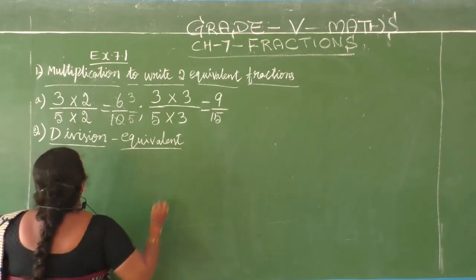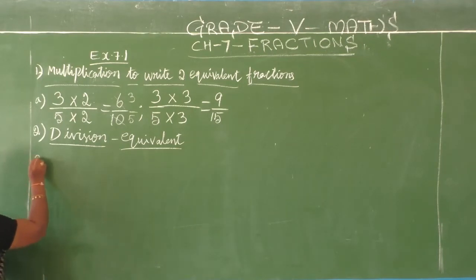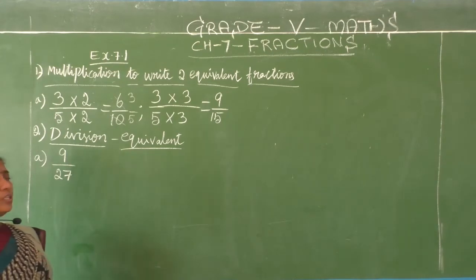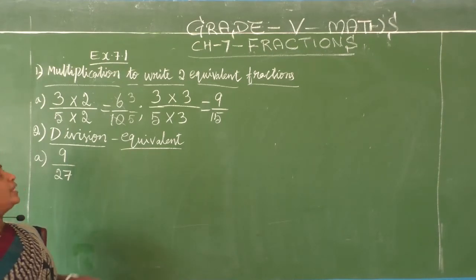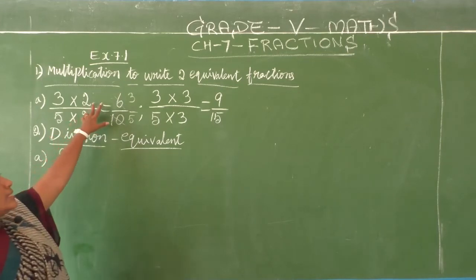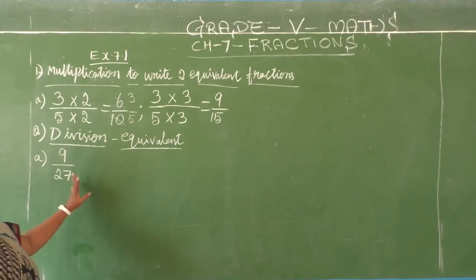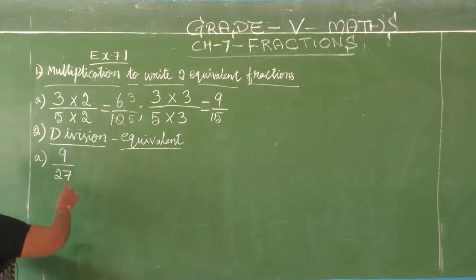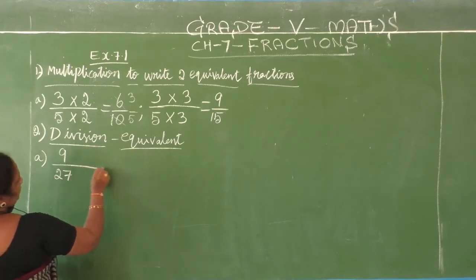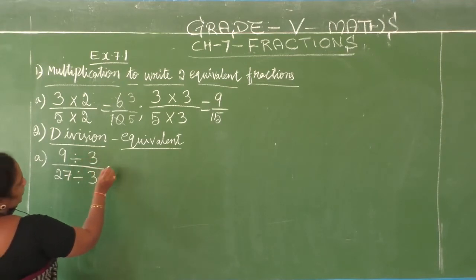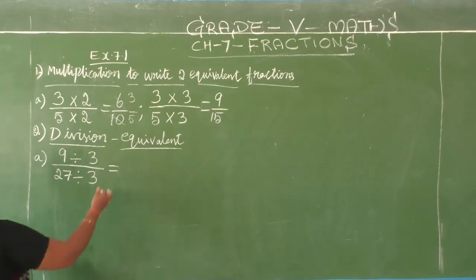Okay, see, the first sum they gave is 9 by 27. This is also the same as the multiplication. Here we were multiplying the numerator and denominator by the same number. Here we are going to divide the numerator and denominator by the same number. See, first I am going to take the 3 table, 9 divided by 3 by 3, because 3 is a factor of 9 and 3 is a factor of 27 also.